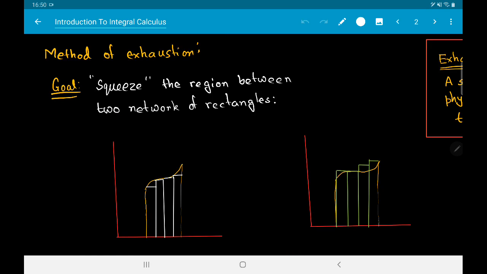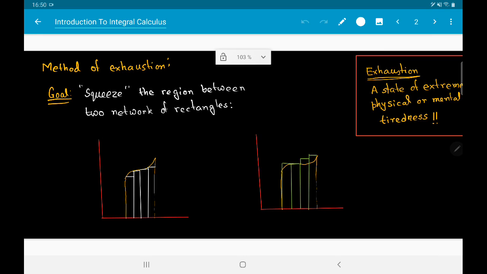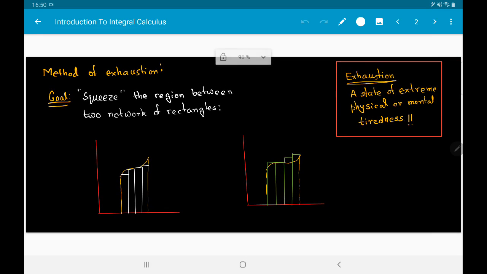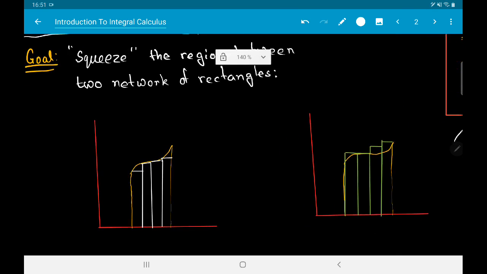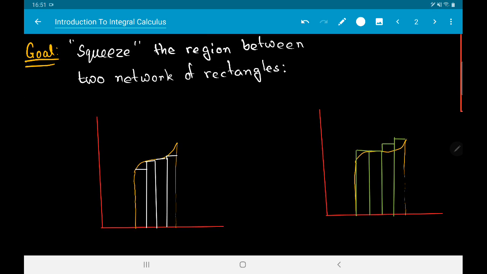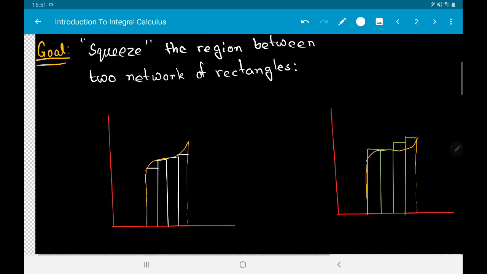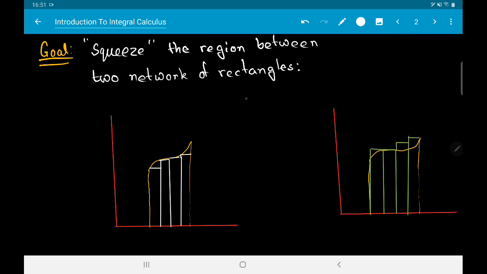So let us proceed. Here we are going to use a method called the method of exhaustion, which was actually studied by the ancient Greeks, as I have just mentioned. If you look up in the dictionary the meaning of exhaustion, one of the meanings is a state of extreme physical or mental tiredness, but this is not exactly what we are looking at. What we are going to do is use rectangles as building blocks, and we are going to exhaust the region that we started our journey with by several rectangles.